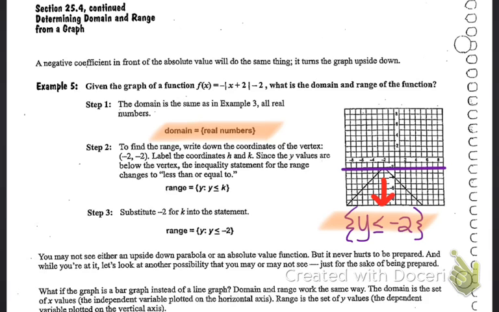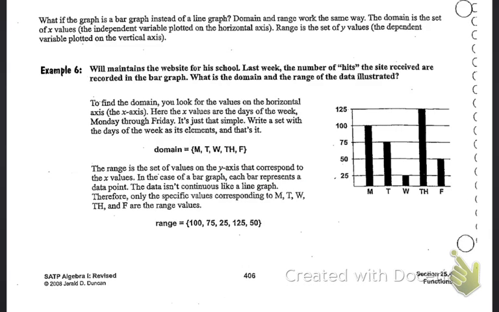Let's look at our last example, example 6. What if the graph is a bar graph instead of a line graph? Your x is still your domain, and your y is still your range. So to find the domain, we just look at the values on the x-axis. Monday, Tuesday, Wednesday, Thursday, Friday. And to find the range, we just look at the values on the y-axis. 100, 75, 25, 125, and 50. And so we're easily able to locate our domain and our range.